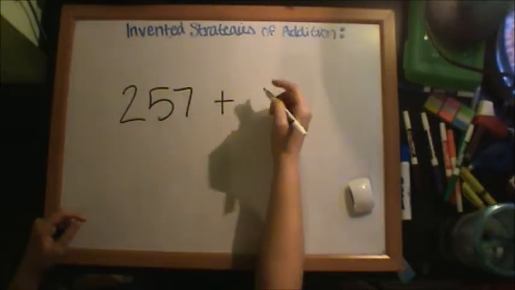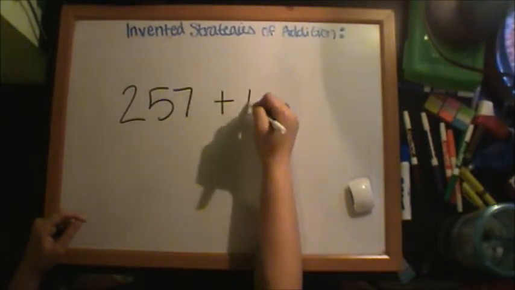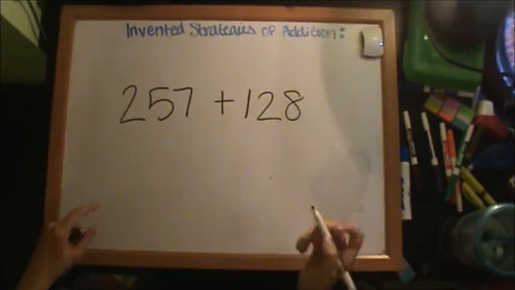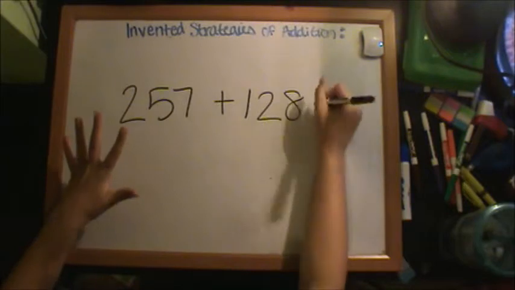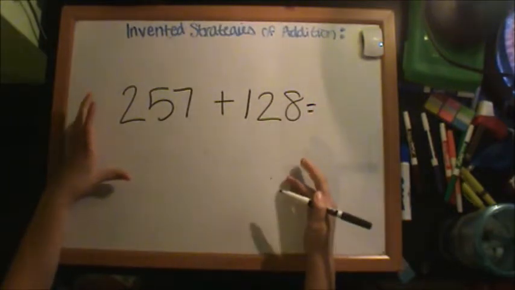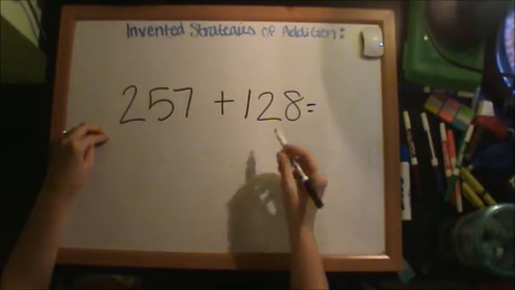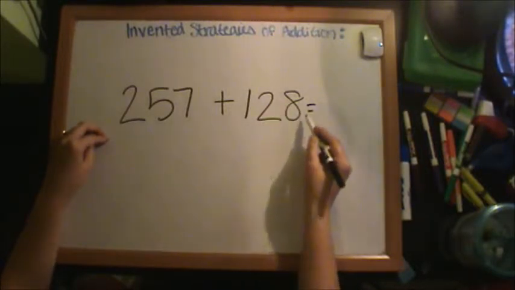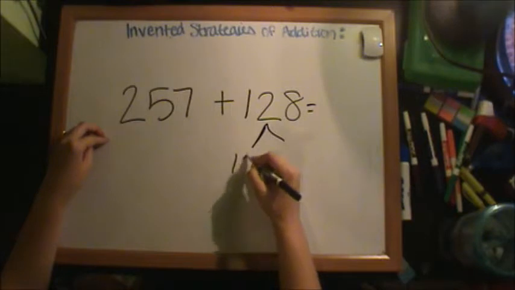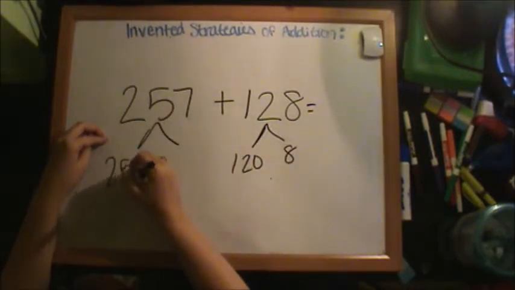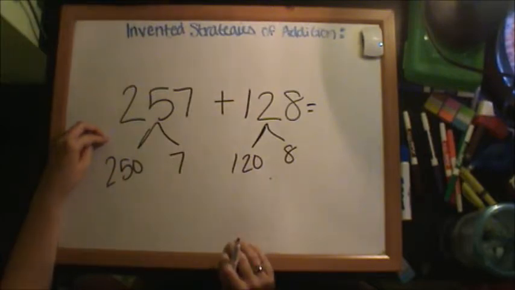257 plus 128. Okay, so this is a pretty advanced problem for them, but you can still break this down. So I'm going to break this down into 120 and 8. And I can break this down into 250 and 7.